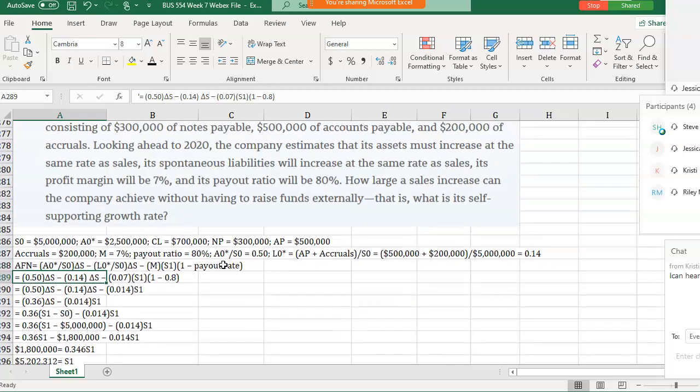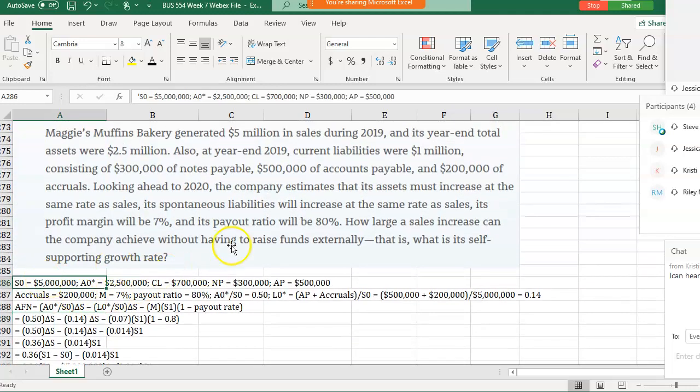What I want you to see here is I started out by saying, what are the facts? What do we know? Well, S0 is 5 million. A0, my assets today, are 2.5 million. Current liabilities are 700,000. And I want you to notice what I picked up as my liabilities. I picked up the 500,000 accounts payable and the 200,000 accruals. I ignored the notes payable, so always remember that. I did not include that in the current liabilities. So I stated notes payable separately by itself right here, and my accounts payable was 500,000.